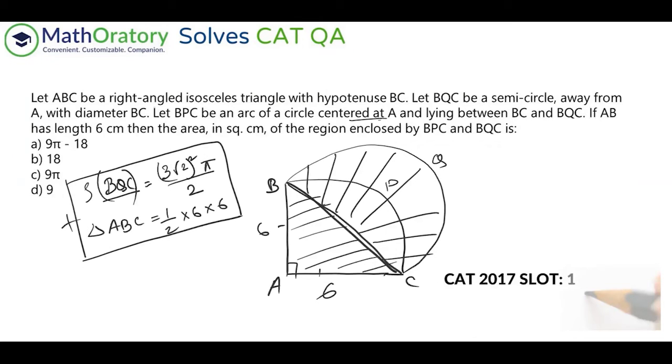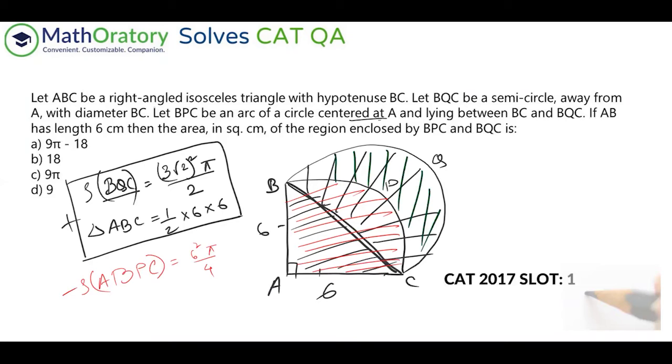From this, I subtract the area of this quadrant, let me write it as ABPC, to be more accurate. This has a radius of 6, so the area is 6 squared pi by 4, because this is a quadrant. We need to subtract this area, and once we subtract it, we are left with the required area. So the required area will be simply the difference of all of this.